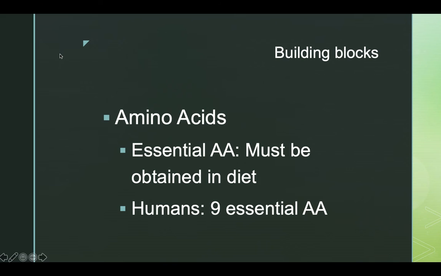For humans, there are 9 essential amino acids. The number of essential amino acids varies per species. Humans just happen to be 9. I'm not going to make you memorize which 9 or anything, but there's 9.